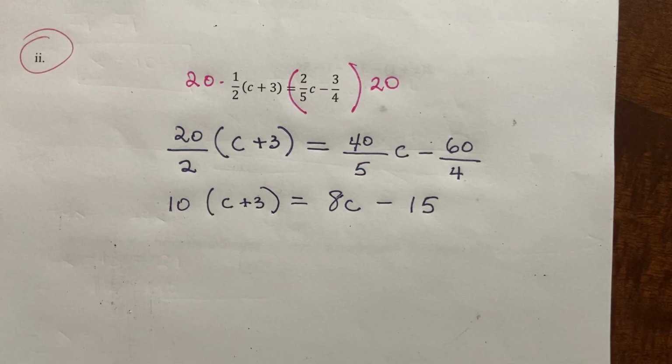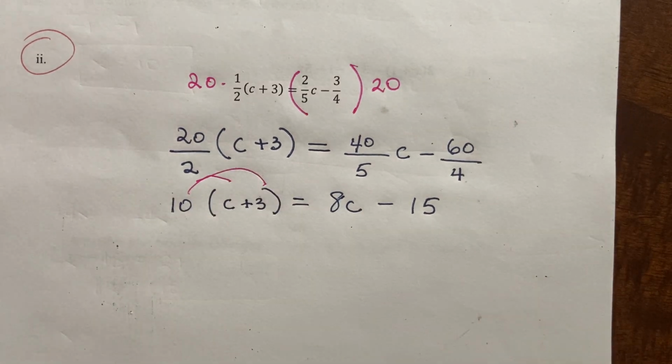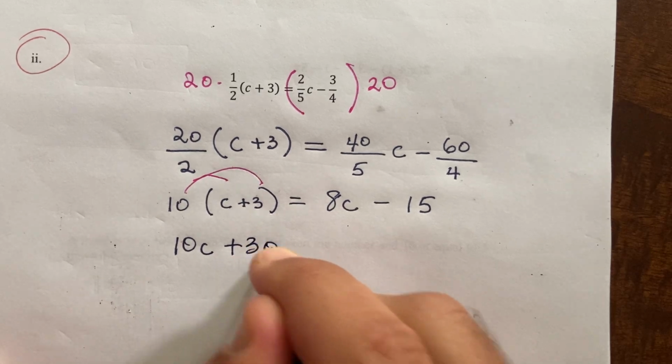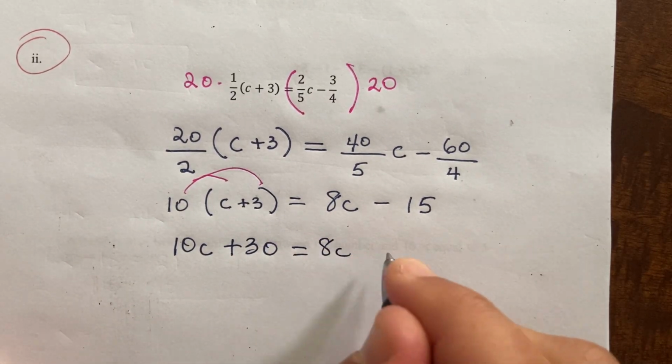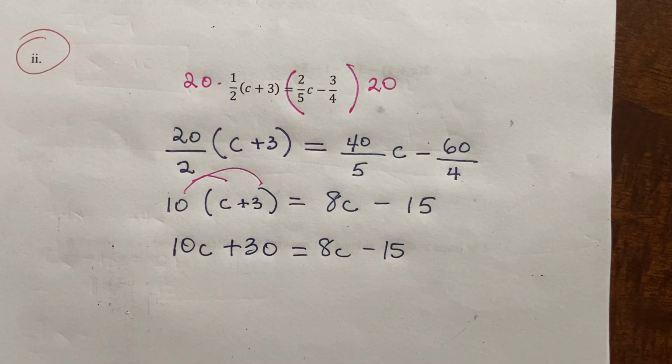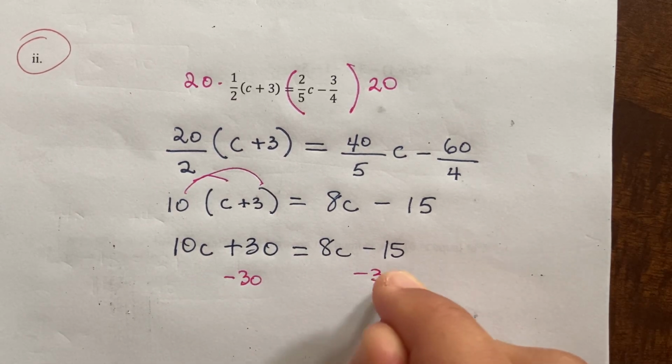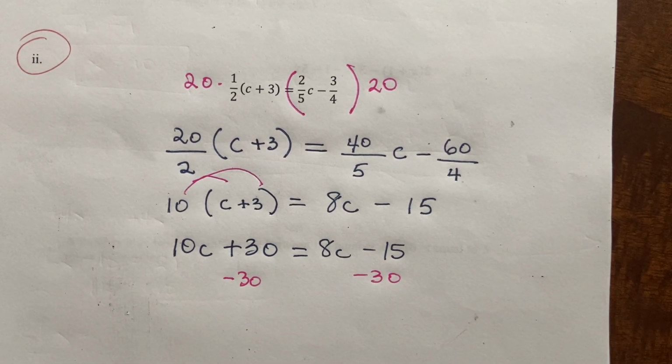So now I need to distribute. This is the distribution property. So I'll distribute that 10. I'll get 10c plus 30 equals 8c minus 15. And again, we're combining like terms. I'll go ahead and subtract 30 to combine it with the negative 15.